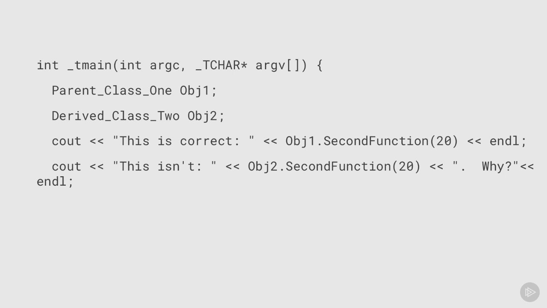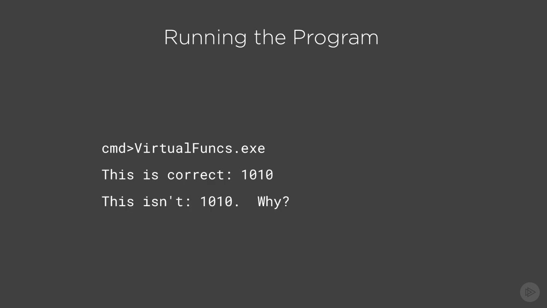But it doesn't work, and so the first part of the lab is to figure out why that doesn't work, what's wrong with our code. And then we simply pause so that we can see the output. So what does it look like when we run the program? Well, we simply type virtual funcs, and we see that this is correct, and we see that this is not correct. So the first object should print 1010 when it's passed the value 20 to the second function, whereas the second object should print something other than that.